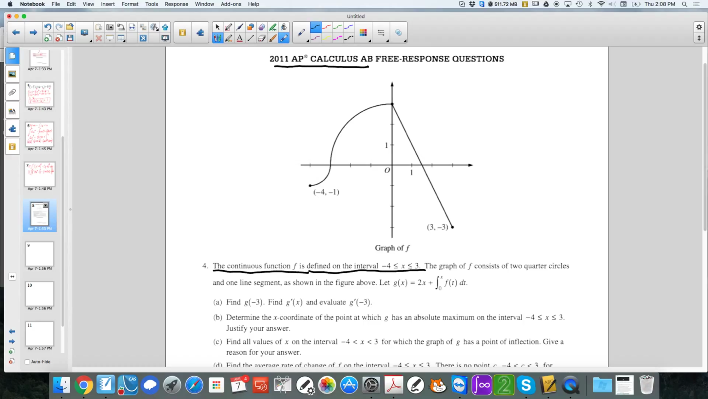They wouldn't give me that info if they weren't going to. And one line segment, as shown in the figure above, g of x equals 2x plus the integral from 0 to x of f of t dt. I'm looking at this part right here. What do you think that's going to end up being when we get to it? It's probably going to be a drop the top problem. Half of it's probably going to be asking me to find area, because that's what the integral does, and the other half's probably going to be drop the top.